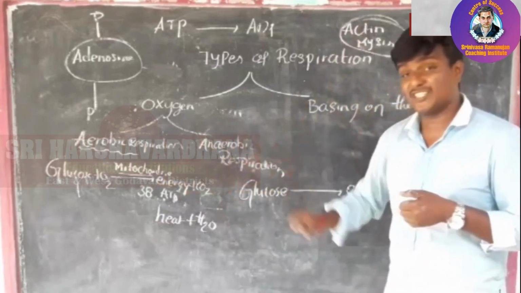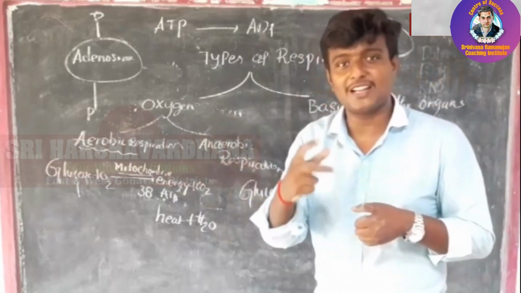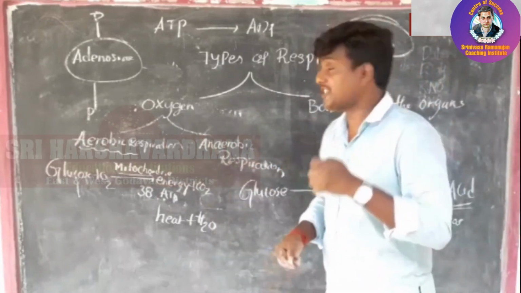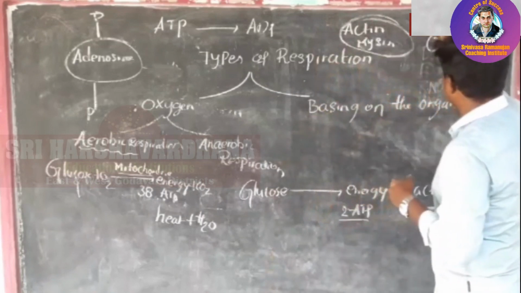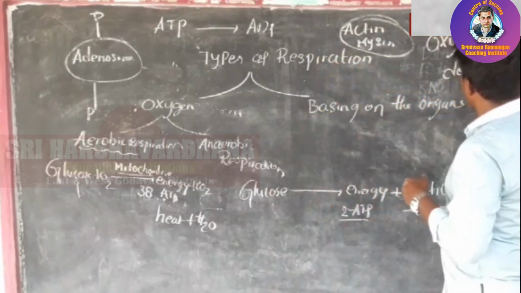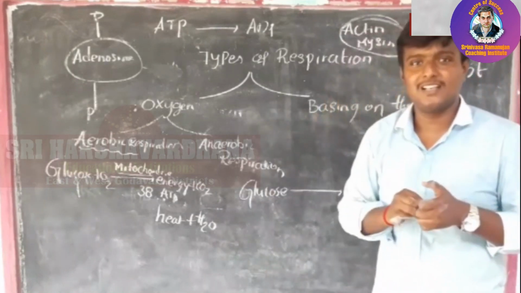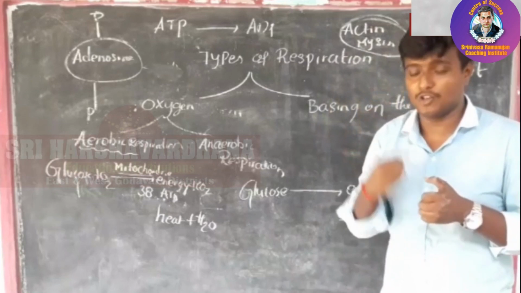Sometimes in the examination they ask in which condition we get anaerobic respiration. In which condition? We get this at the time of oxygen debt. Oxygen debt means deficiency of oxygen in muscle cells.